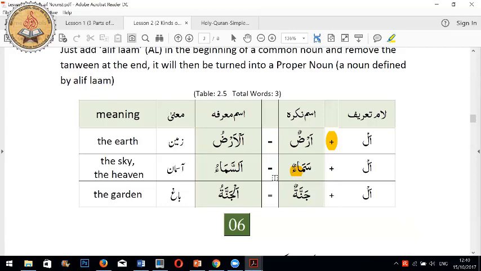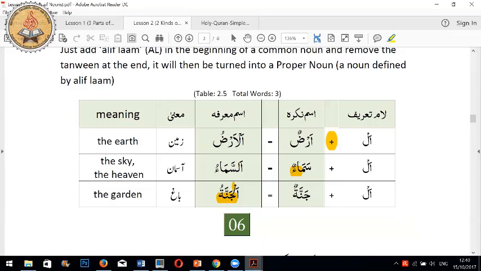Al-jannatu. So same, if there is, for example, al-jannatu, this is a word, and you want to convert it back to a common noun, just remove alif lam and add one more stroke at the end on the ta marbuta. It will be jannatun. So vice versa, you can do the practice.